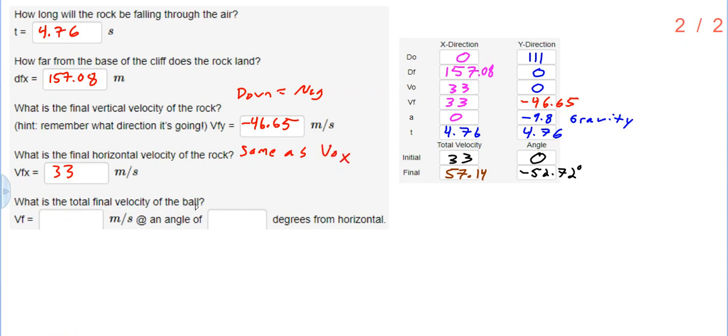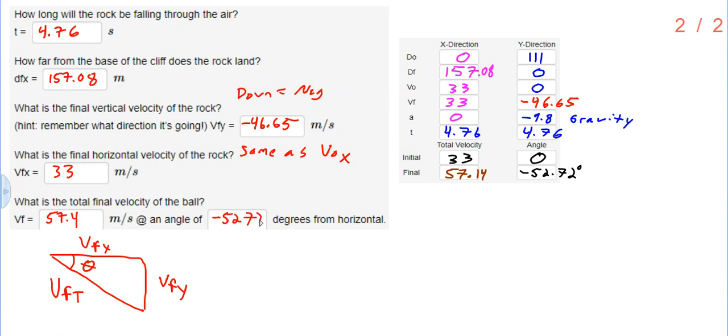Lastly, what is the total final velocity of the ball? Well, we said that, right? The total final velocity is right here, 57.14. And we found that out again because we had a triangle that looked like this. And our total final velocity was the hypotenuse of that triangle, where we had our final velocity in the x and our final velocity in the y. Because it's velocity, though, it's a vector, so we needed an angle to say what direction it was pointed in. And we figured out that angle was negative 52.72 degrees.